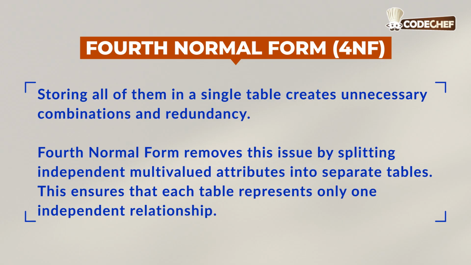So when multiple independent attributes depend on the same primary key, it makes unnecessary relationships in the table, which creates data redundancy. Fourth normal form removes this kind of issue by dividing these independent relationships into separate tables, and then each table represents only one independent relationship.